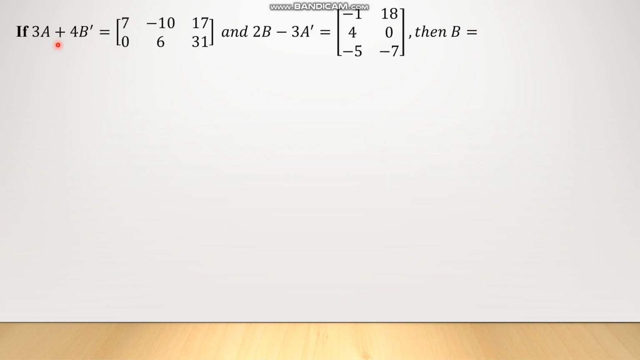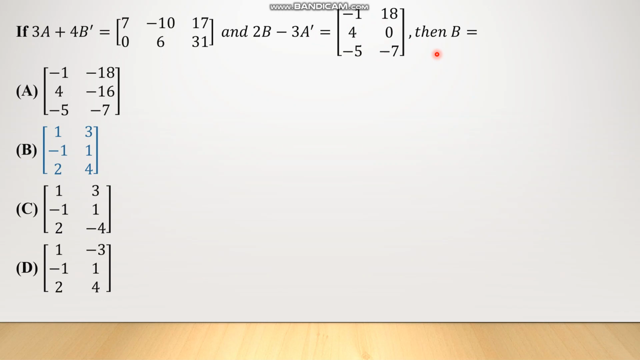So let's move on to the next question, which says, if (3A + 4B') is equal to the matrix 7, minus 10, 17, 0, 6, 31, and (2B minus 3A') is the matrix minus 1, 18, 4, 0, minus 5, minus 7, then we have to find the value of B. Now, as you know, directly we cannot solve this question, because one equation has B transpose and the other equation has A transpose. It is not easy to solve these two equations.